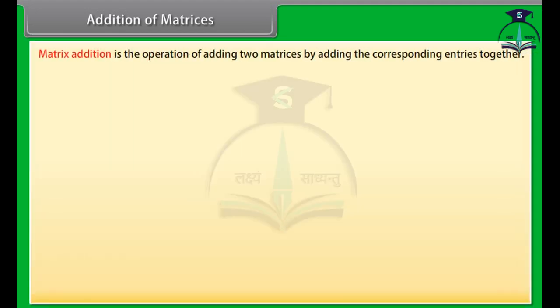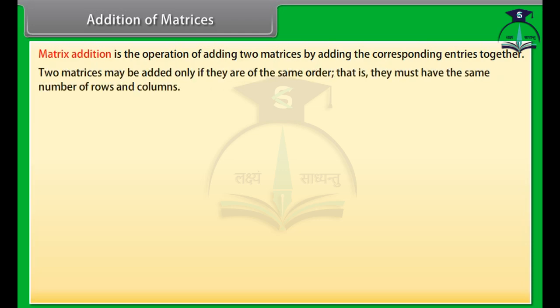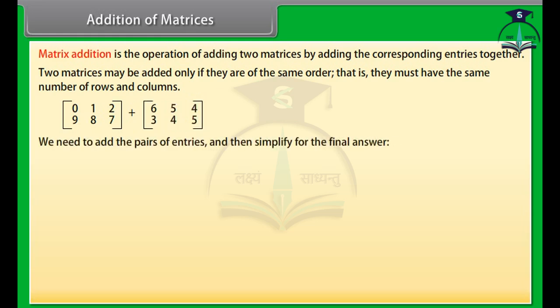Matrix addition is the operation of adding two matrices by adding the corresponding entries together. Two matrices may be added only if they are of the same order, that is, they must have the same number of rows and columns. Let's add these matrices. We need to add the pairs of entries and then simplify for the final answer.